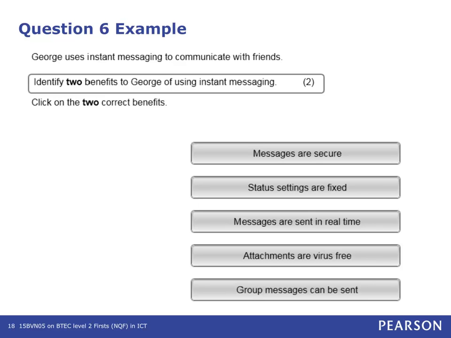Targeted specification area, learning aim A3, online communication. Lead examiner's comments: most learners were aware of the 2 correct benefits of using instant messaging when communicating with friends. This question may have been answered correctly by most learners due to their own experiences.